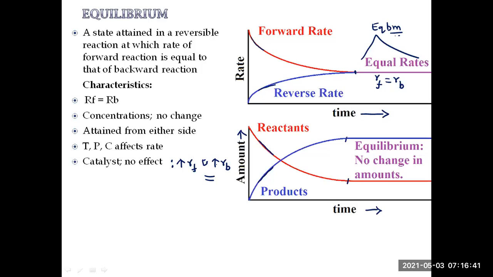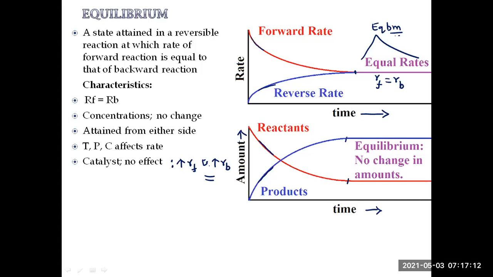So at the most, what can happen is the time taken to attain equilibrium in the presence of a catalyst will be less. In the absence of a catalyst, it will be more. Let's say a reversible reaction attains equilibrium in some 10 minutes in the absence of a catalyst. If you add a catalyst, it would attain equilibrium in 4 minutes. So the time taken to attain equilibrium is shortened in the presence of a catalyst.